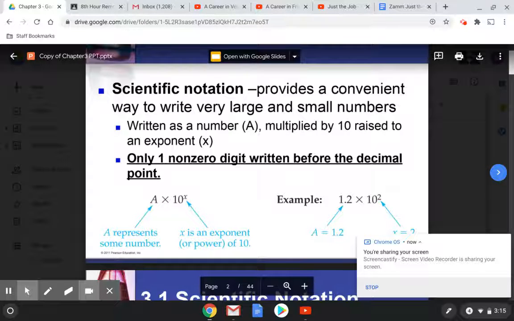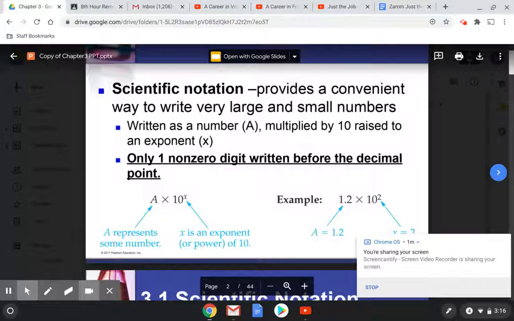Okay, so you're only going to see one non-zero digit written before the decimal. So again, one digit to the left of it, and then usually what you're going to see is at least one, maybe two decimals after that, but it depends on how the significant numbers work. And again, we're going to get into that later on.